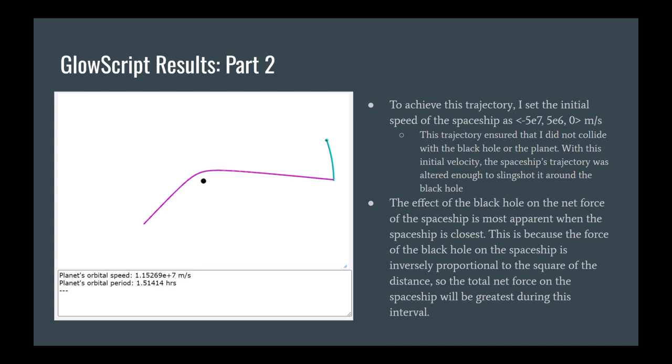The effect of the black hole on the net force of the spaceship is most apparent when the spaceship is closest, and this is because the force of the black hole on the spaceship is inversely proportional to the square of the distance, so the total net force on the spaceship will be greatest during this interval.